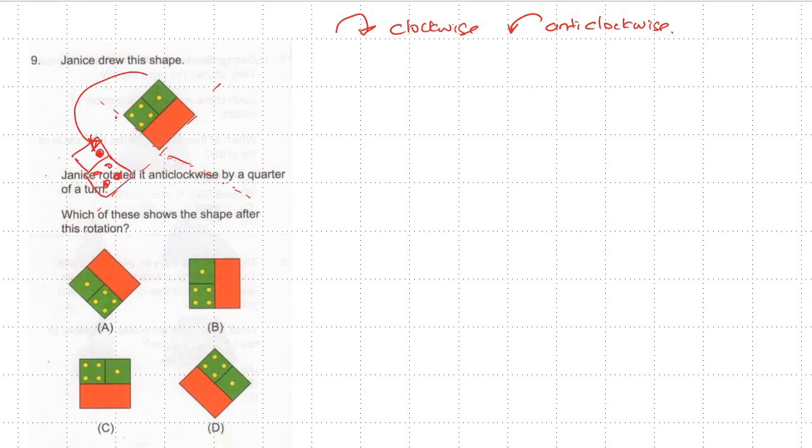And then this one will be here. So this is called a quarter turn, because when you divide into four sides, this side comes over to this side, it's called a quarter anti-clockwise turn. So this is the answer.